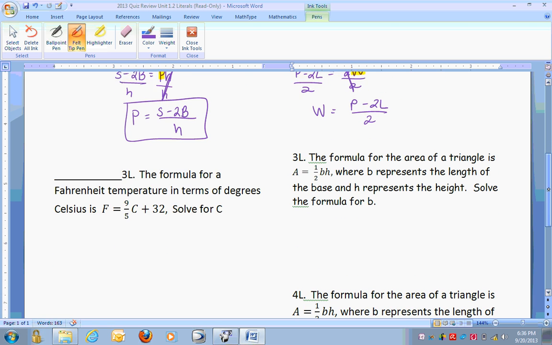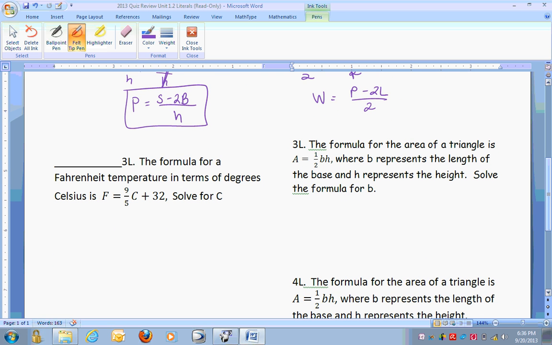All right, number 3. It says the formula for Fahrenheit temperature in terms of degrees Celsius is Fahrenheit equals 9/5 Celsius plus 32. Solve for C. Well, it's no different here. We need to get rid of our denominators. We need to clear our fractions. So my only fraction here, my least common denominator, is 5. So we need to multiply every part of our equation by 5.